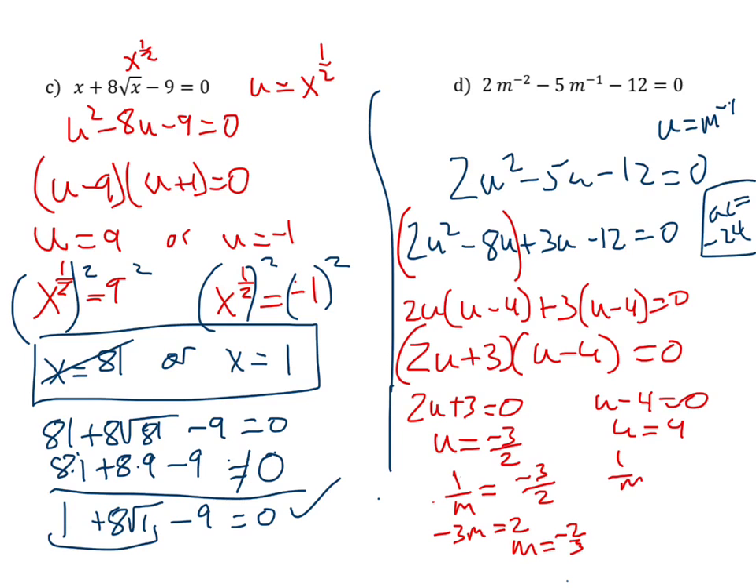Here, 1 over m equals 4. So cross multiply, 1 equals 4m, and divide. m is going to be equal to 1/4. And there's our answers. Kind of different with the m to the -1, but that's how we do it, all right? So we pick what the substitution will be. We substitute, solve for u, resubstitute, and get our answer for the original variable. And that is how you solve equations in quadratic form.